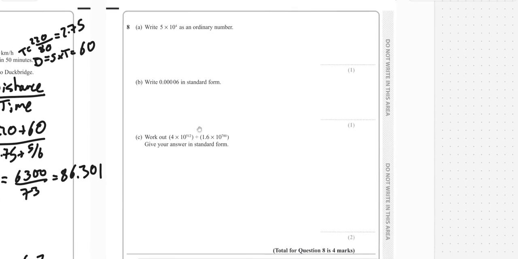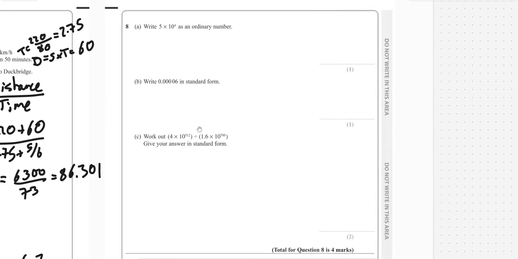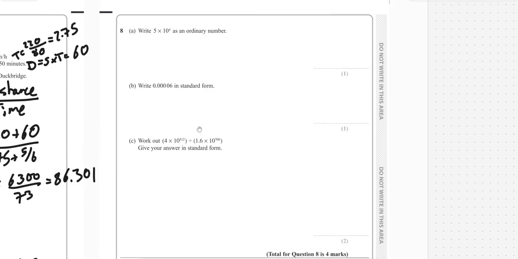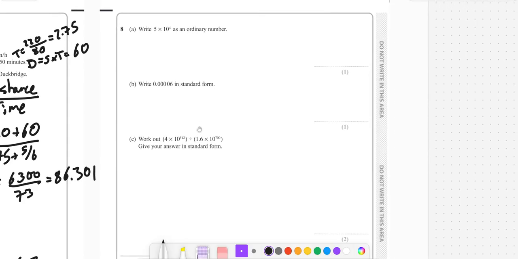Okay. Write this as an ordinary number, so 5 times 10 to the power 4. 10 to the power 4 is 1, 2, 3, 4 zeros, so that will be 50,000. Now we don't have to write the commas in, it's becoming more standard just to leave a little bit of a gap. Write the following in standard form.